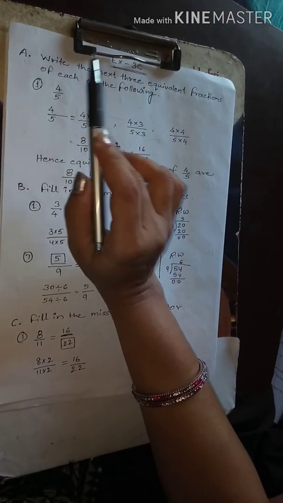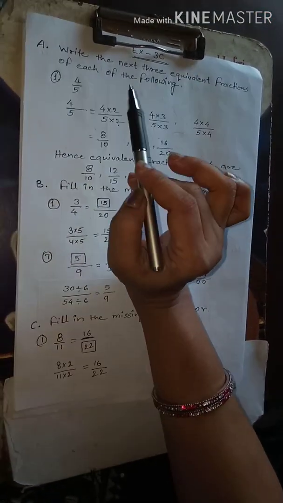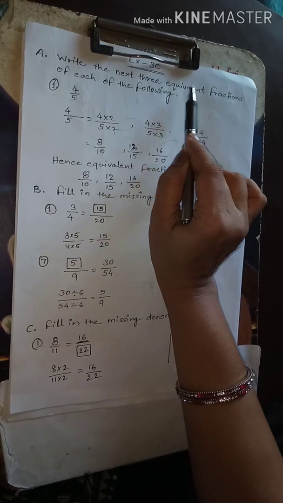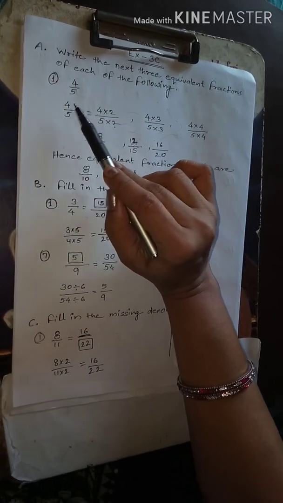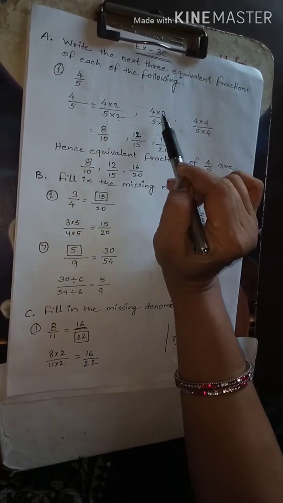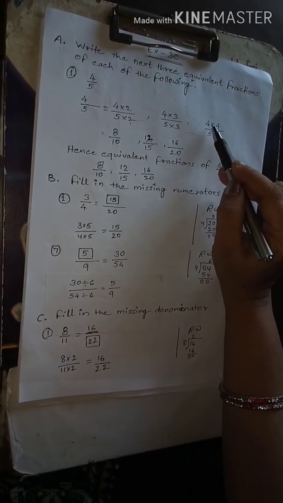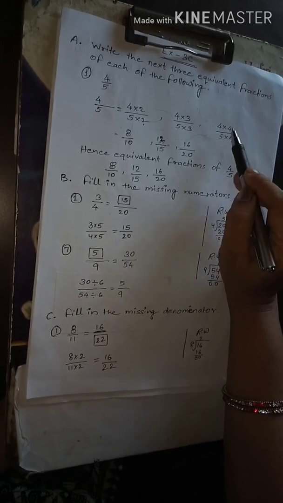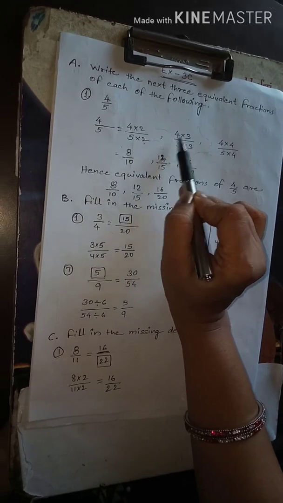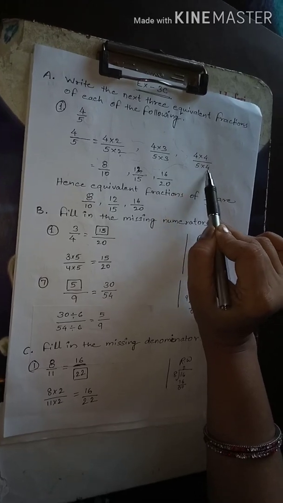Now next, exercise 3C, question number A. Write the next 3 equivalent fractions of each of the following. Here the question is 4 by 5. So we have to find 3 equivalent fractions of 4 by 5. So we will multiply both numerator and denominator first by 2, then both numerator and denominator by 3, and then we will multiply both numerator and denominator by 4. So 4 multiplied by 2, 5 multiplied by 2. 4 multiplied by 3, 5 multiplied by 3. 4 multiplied by 4 and 5 multiplied by 4.